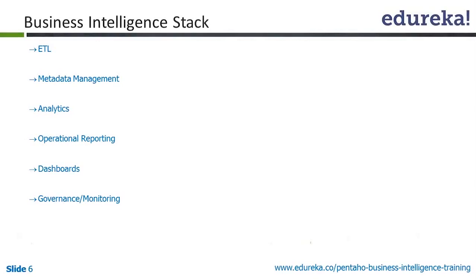Analytics is basically analyzing your data. Through operational reporting, you can have any kind of reporting. Dashboards are basically what give you a snapshot for the organization, and governance and monitoring is basically for user role mapping and things like that.